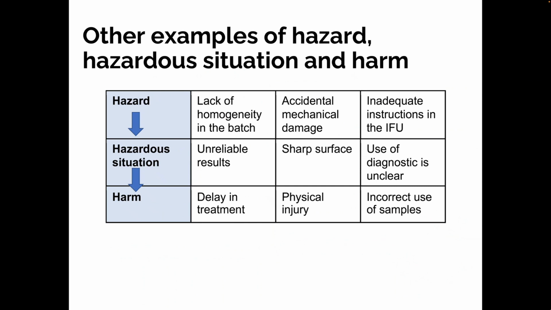So, just to explore this concept a little more in terms of how hazard turns into harm. On the left-hand column, you've got a lack of homogeneity in a batch. So basically, you've got a batch of product that is maybe a diagnostic. The hazardous situation is you could have unreliable results if you use some product that could be biased, and the harm of that is that you could get a delay in treatment because you get the wrong result.